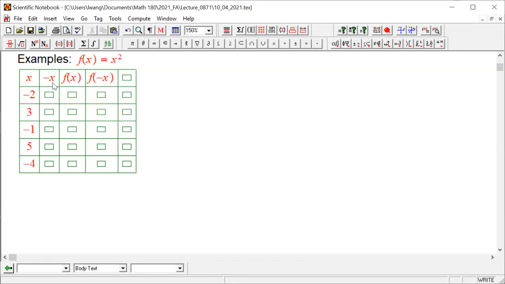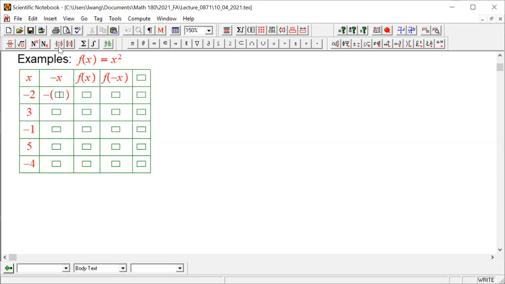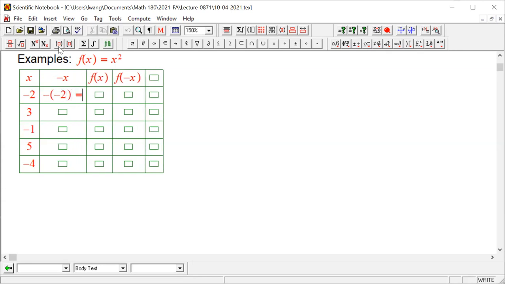Negative x and x are opposite numbers. So when you put a negative sign in front of x, you get the opposite of x. And that x itself may be negative, may be positive. Okay, so the negative of -2 is +2.